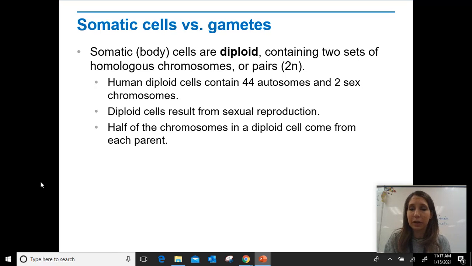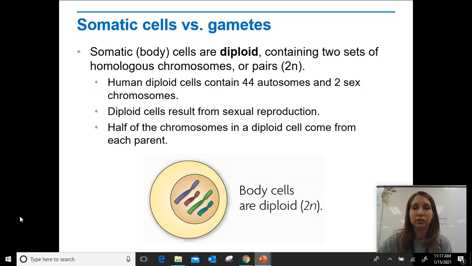Diploid cells are what we create through sexual reproduction when sperm and egg join and fuse to create a fertilized egg and then an embryo and so on. And that's what's used to create everything in that multicellular organism that's then created from that. Half of the chromosomes in a diploid cell, again, come from mom, and half come from dad.